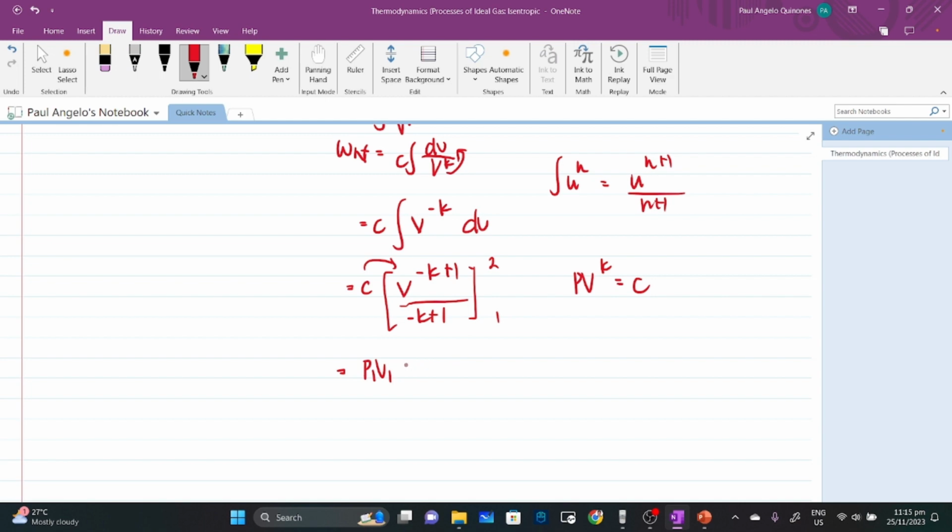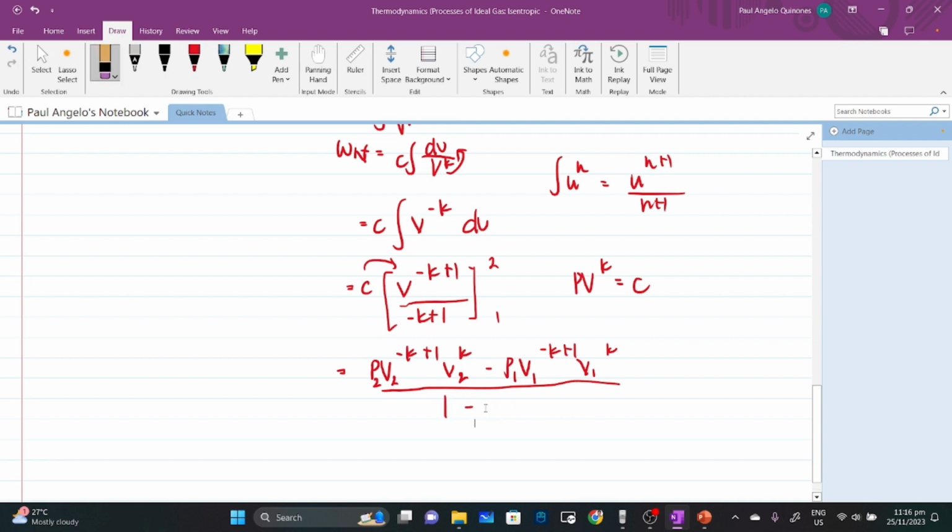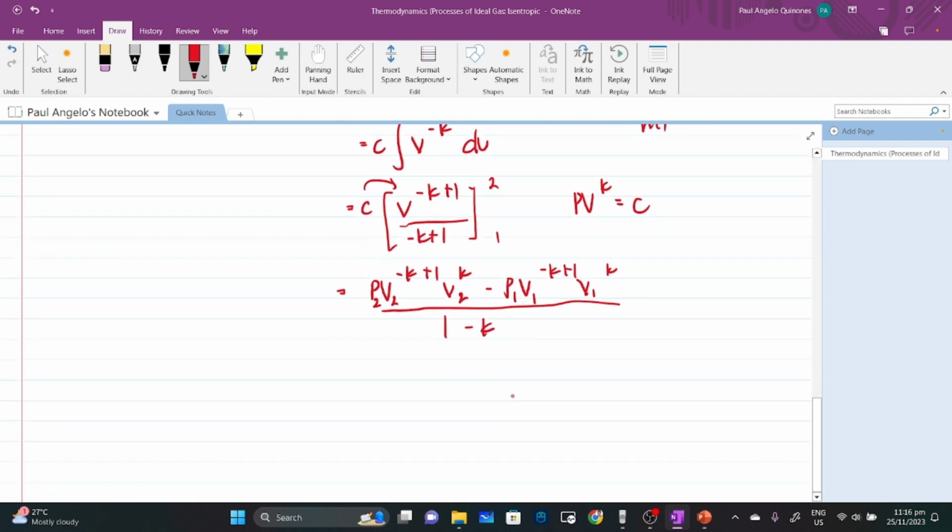Okay? So here, we can rewrite this one as p v raised to k, so this one will be pv raised to k times v raised to negative k plus 1, minus, so this is the upper limit minus the lower limit, over, so let's rewrite this one, 1 minus k. Okay, because in math ethics, the positive will always come first. Okay, as you can see here, v2 is negative k plus 1, so we can dissect that.